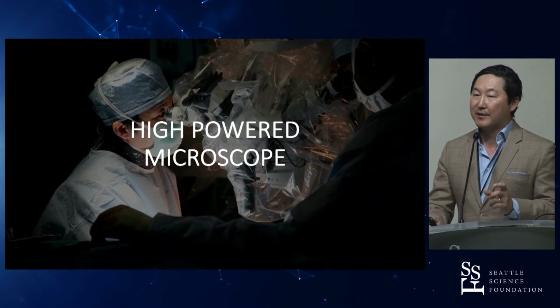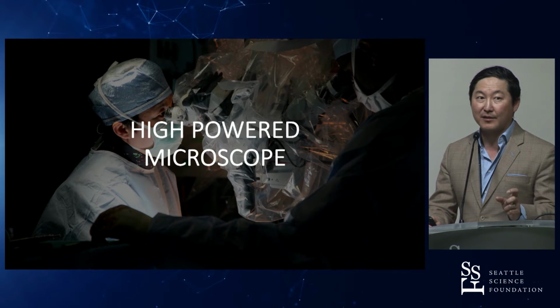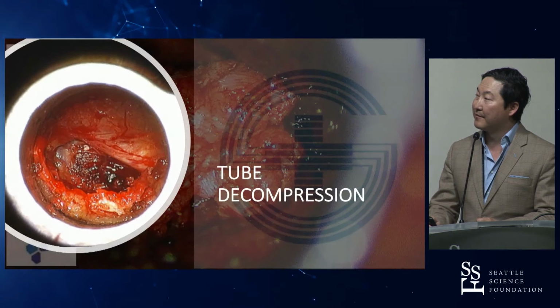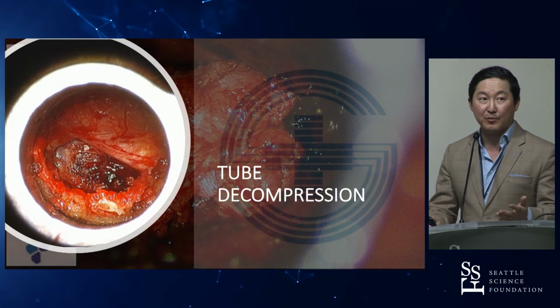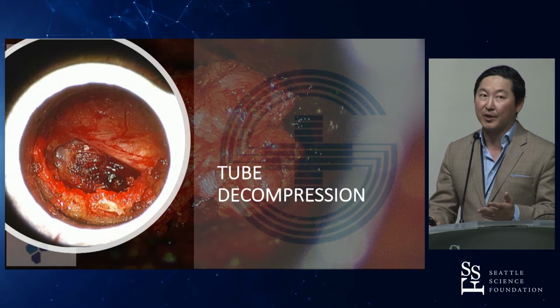So we utilize technologies like high-powered microscope to allow us to actually get access to areas through smaller, less invasive portals, such as a tube. So you can see that this is an example of a tube decompression.